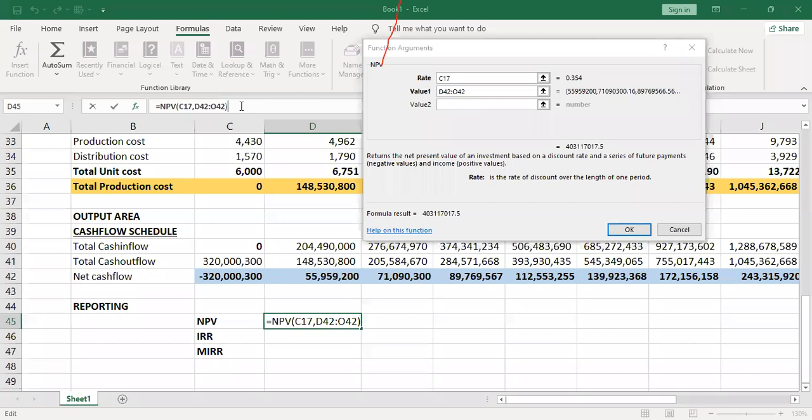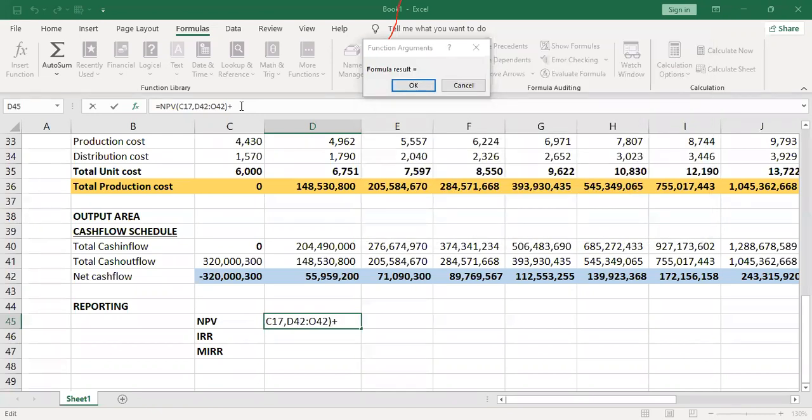After selecting all the net cash flows from year one up to year 12, you go to the formula bar and click at the end of the bracket. Then plus, which is on the keyboard. Plus, then you click on the net cash flow in year 0.